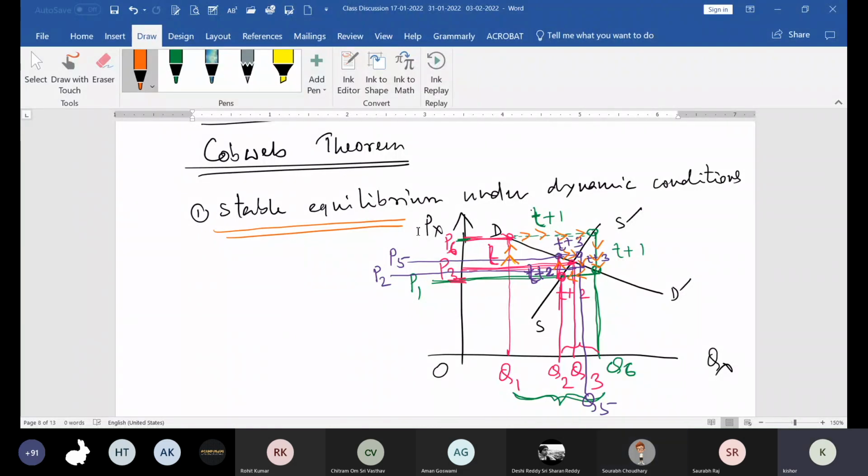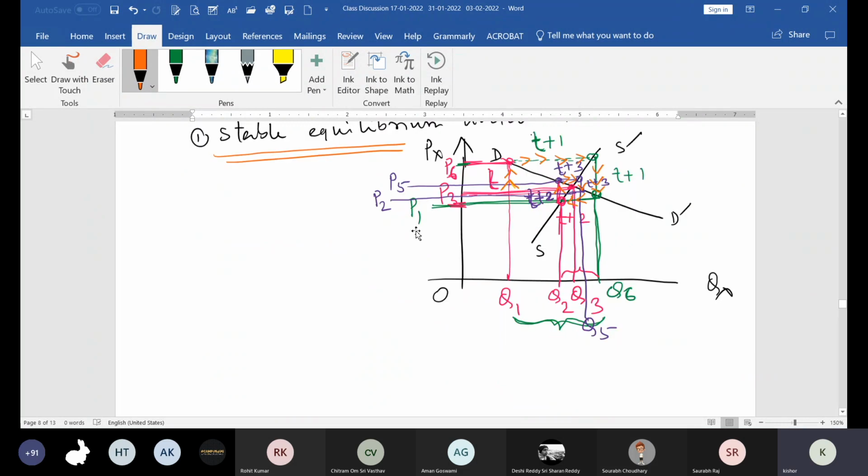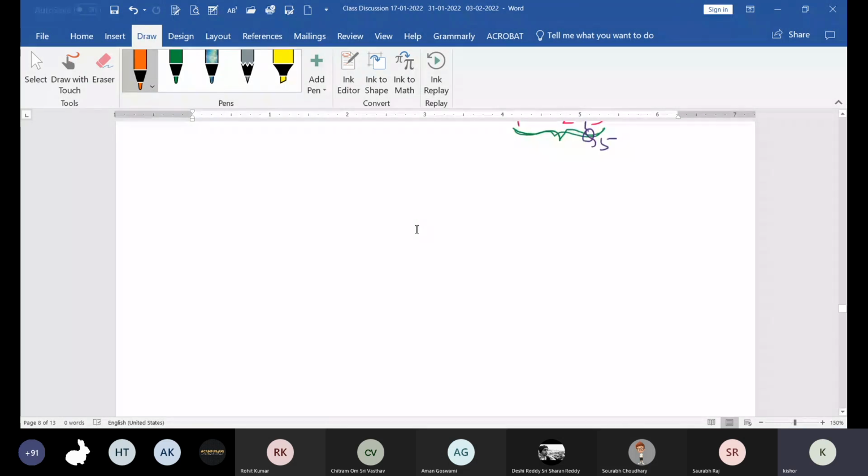Clear? Now, just reverse what is happening. Let me discuss the unstable equilibrium under dynamic condition.